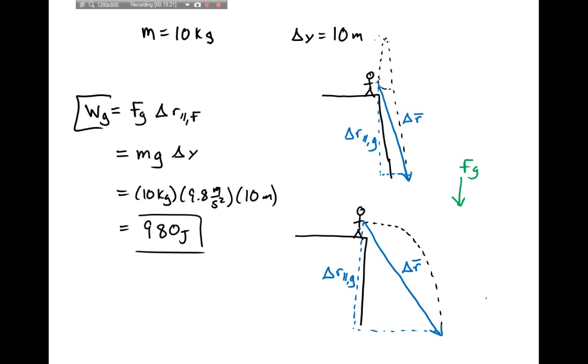So from this point down, gravity does positive work, and it's the same amount of work that gravity does on the stone if the stone were thrown, for example, say horizontally off of the cliff. So it's the same amount of work in all three cases.